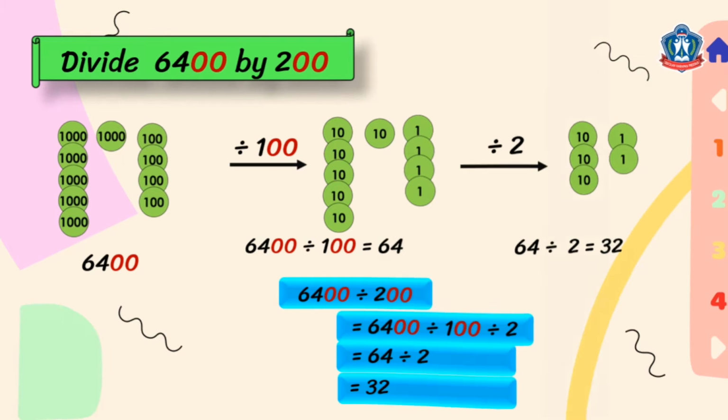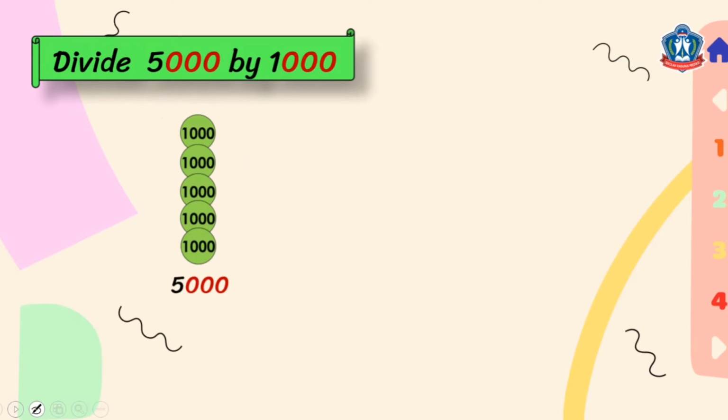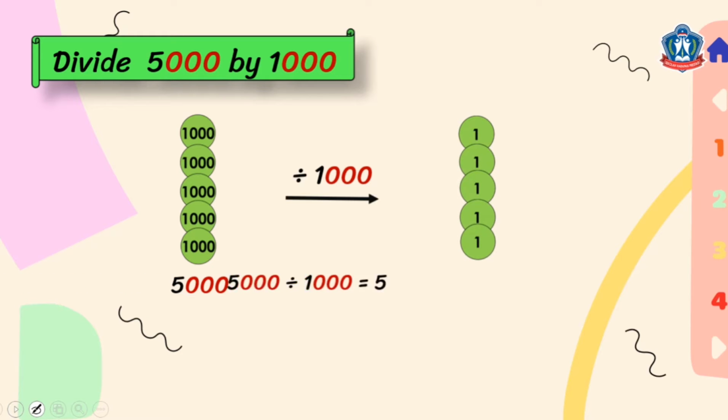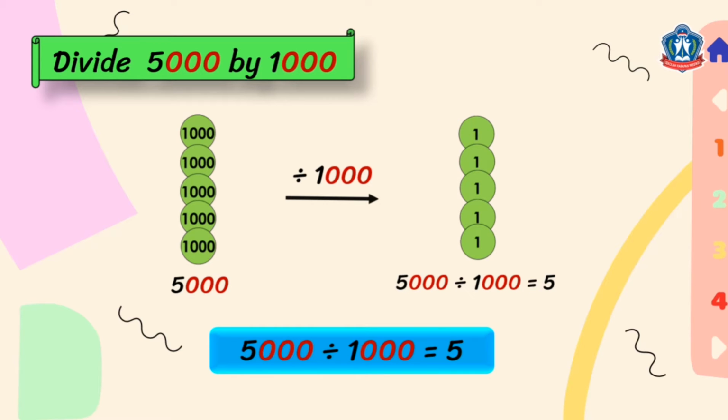Okay, another example. We have 5,000 divided by 1,000. So we have 5,000 and we divide it by 1,000. Take a look at what will happen. And the answer is 5. So what have you observed? If both numbers have the same number of zeros, 3 zeros, then in the final answer there will be no more zeros. So the answer is 5.